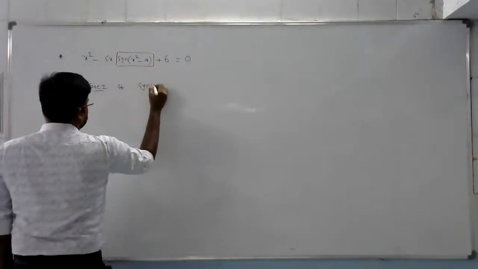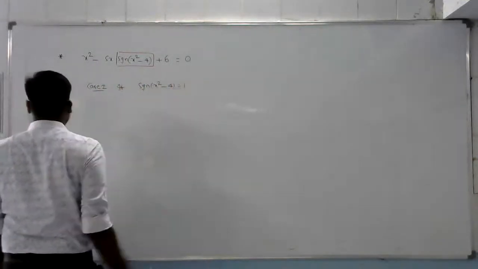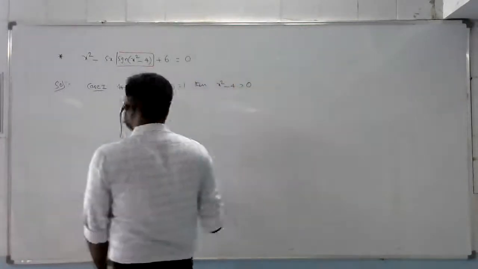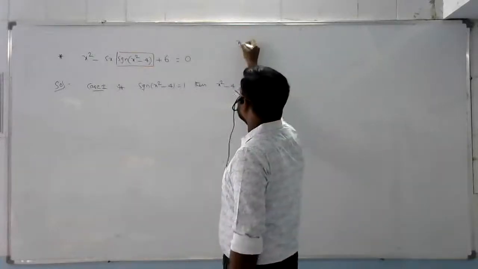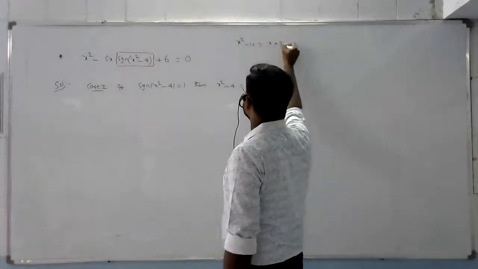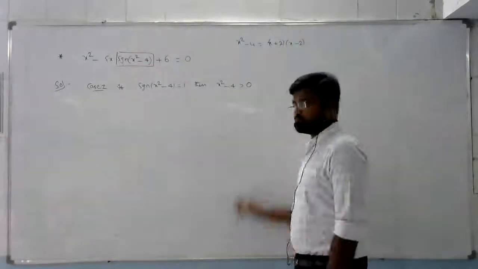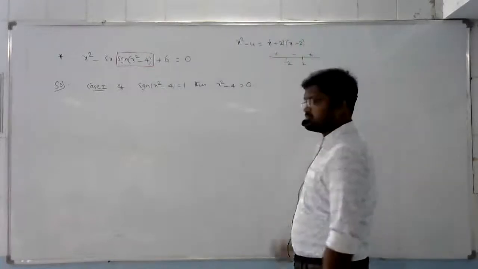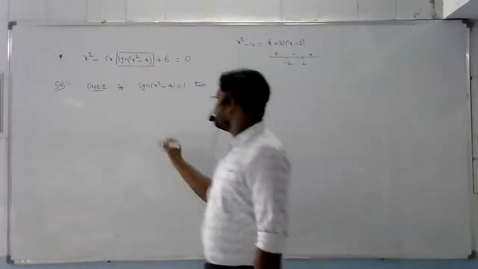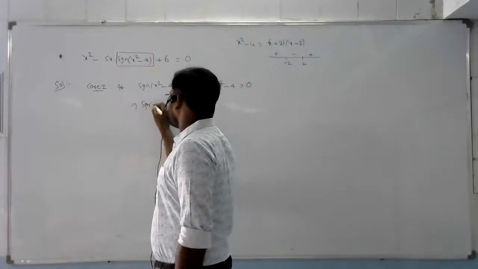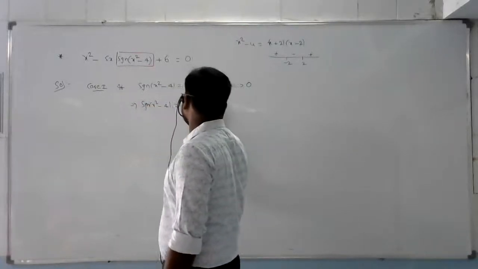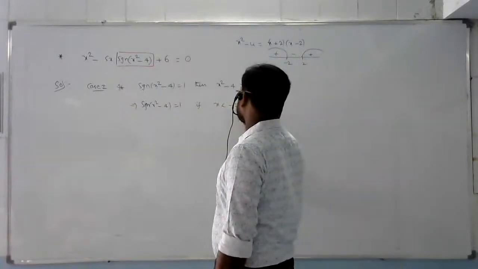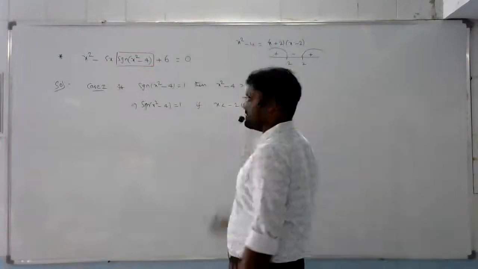If signum of x square minus 4 equal to 1, then what is the inequality? x square minus 4 will be greater than 0. And what will be the sign scheme for x square minus 4? x plus 2 into x minus 2, with minus 2 and 2 as the critical points. This is plus, minus, plus. Is it correct? Now that implies signum of x square minus 4 is equal to 1 if x square minus 4 is greater than 0, which means x less than minus 2 or x greater than 2.